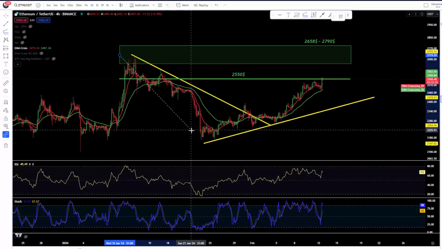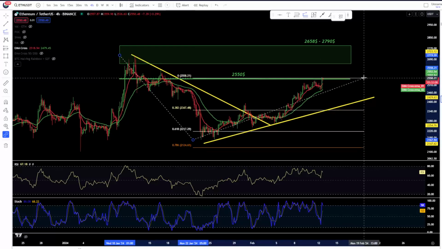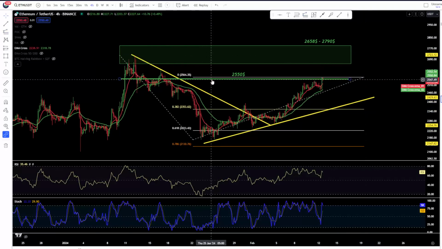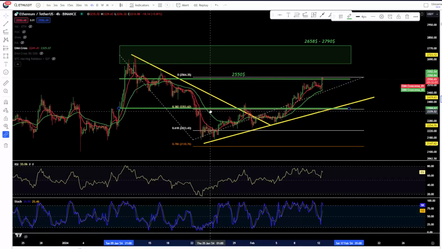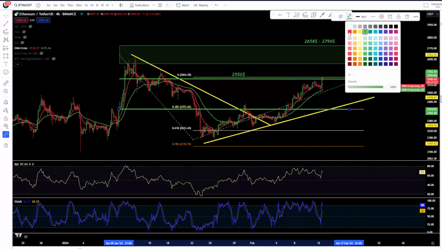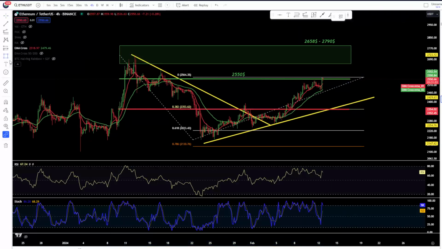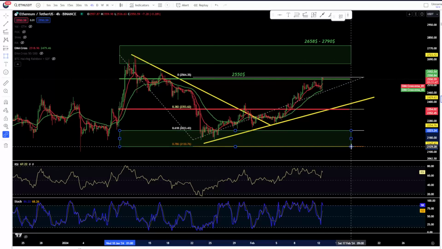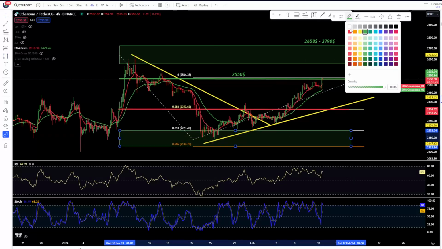Looking the other way, we can similarly mark places where the price should meet support. And here you can see that the first significant support is at the level of $2,354. And then you can see a significant zone from $2,223 to $2,131.